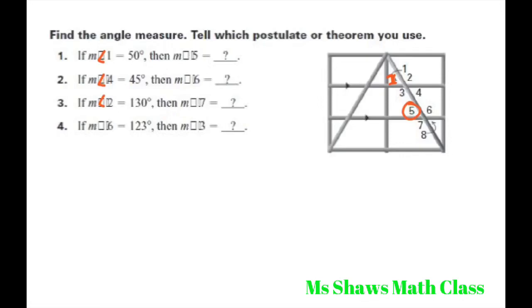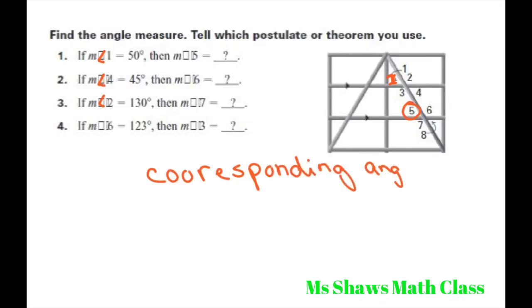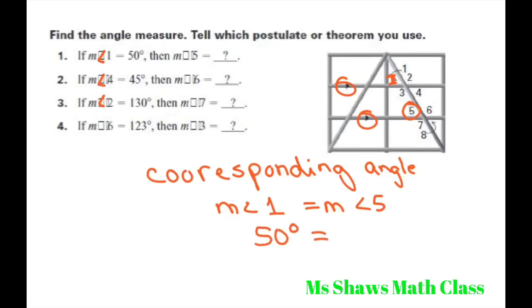Due to our corresponding angle theorem, the measure of angle 1 is equal to the measure of angle 5, because these two lines are parallel. So that means if the measure of angle 1 is 50 degrees, then the measure of angle 5 is also 50 degrees.